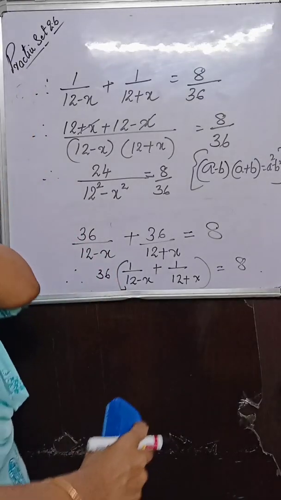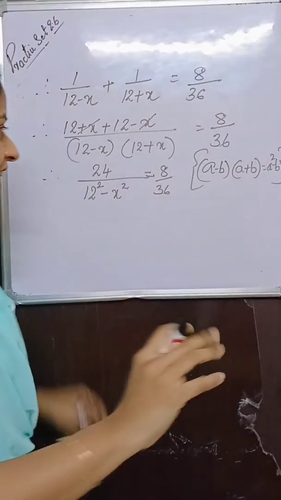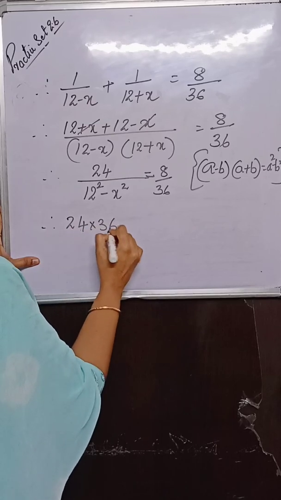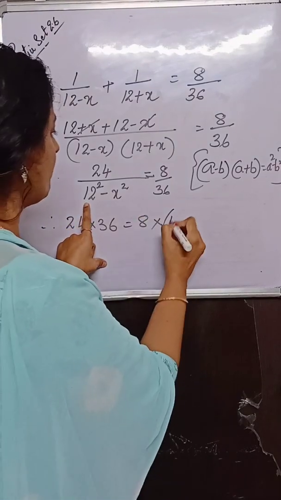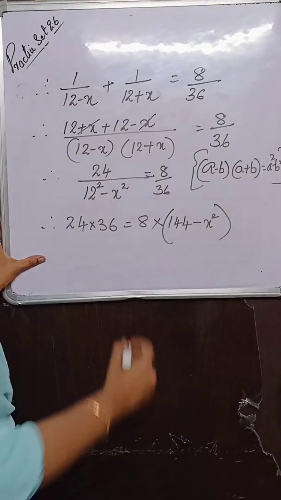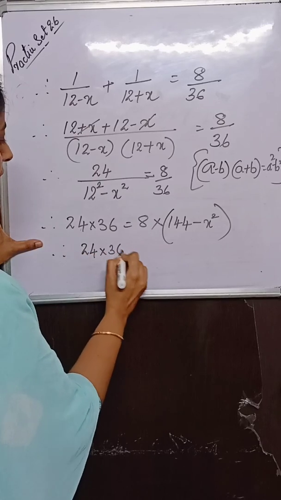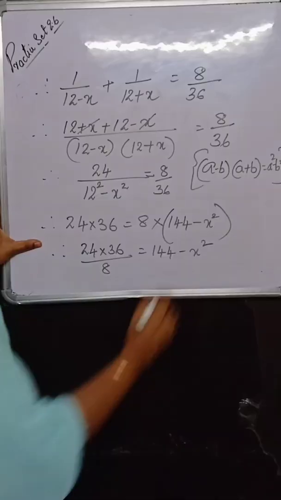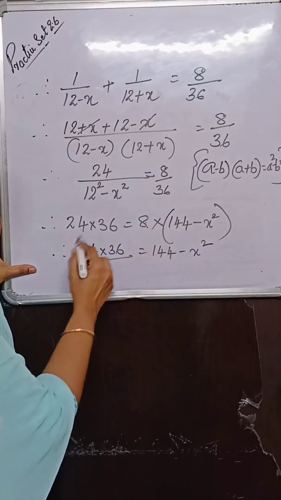Okay, now again do the cross multiplication. Calculation is a little lengthy. 24 into 36 is equal to 8 into 12 square, which is 144 minus x square. Now, therefore, 24 into 36, this 8 I will bring it down, is equal to 144 minus x square. Why should I multiply and make it still a bigger number? So, better is I will bring 8 down. Now, I can calculate here.